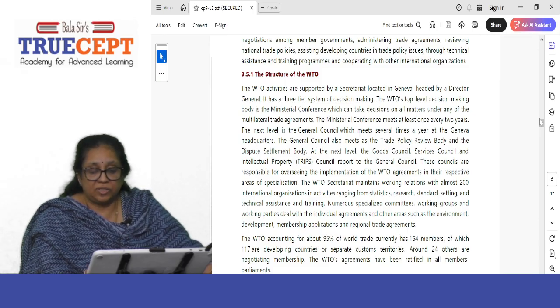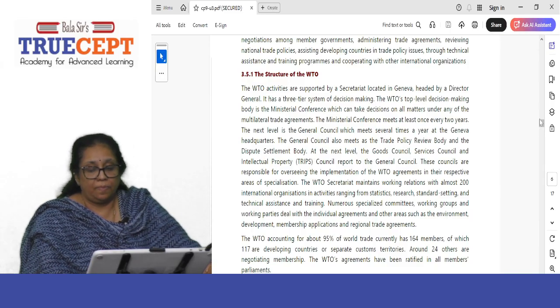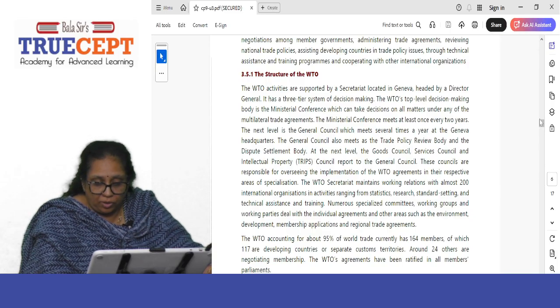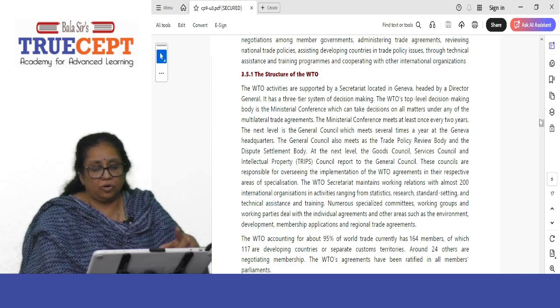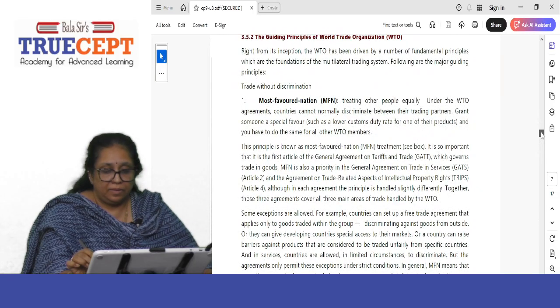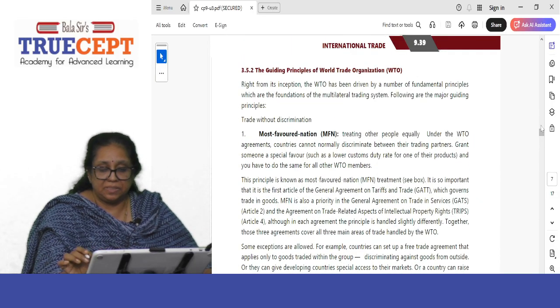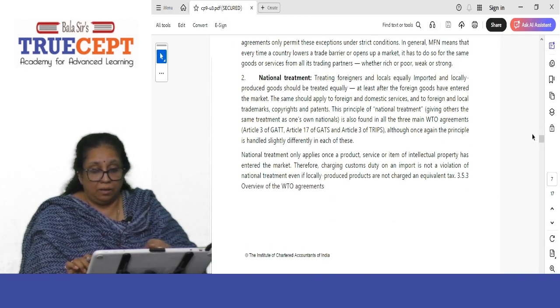So, next level is the General Council, which meets several times a year in the Geneva headquarters. Where is the headquarters of the General Council? Question is possible there also. Then what does TRIPS stand for? So, the Intellectual Property Council. So, here a lot of questions are possible about the levels. And the guiding principles, again there are innumerable questions that can form here. Please go through them right from this one.